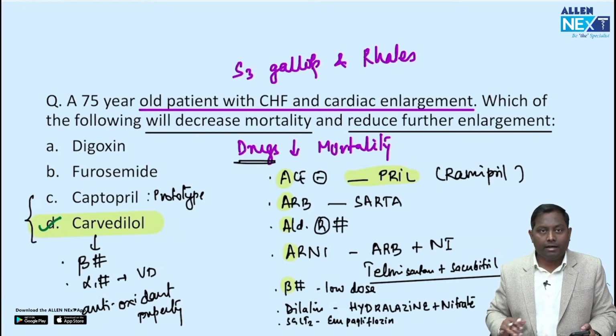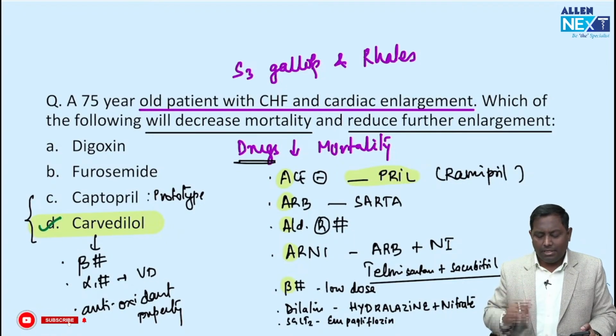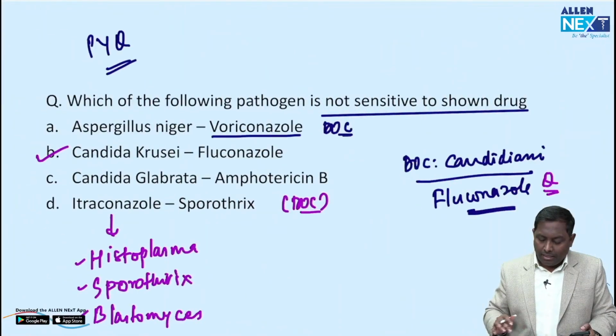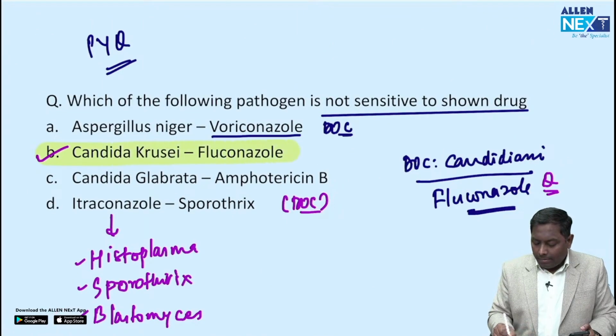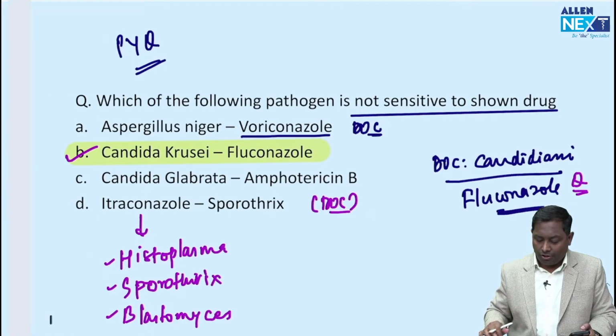It's the most noble drug and definitely in AIIMS and INI-CET, in multiple papers, multiple conferences, multiple studies, this has been discussed multiple times in these institutes. Okay. Then about not sensitive, remember Candida glabrata and krusei are not sensitive to fluconazole. If anything is not sensitive to fluconazole, then we are going to prefer amphotericin B.